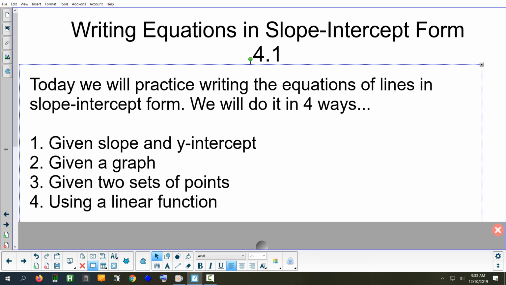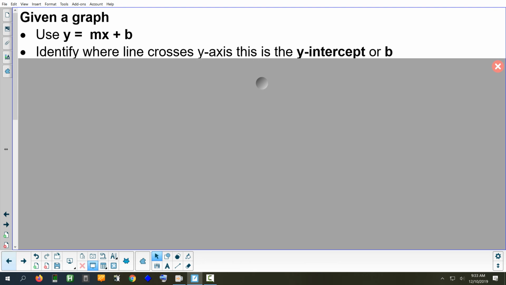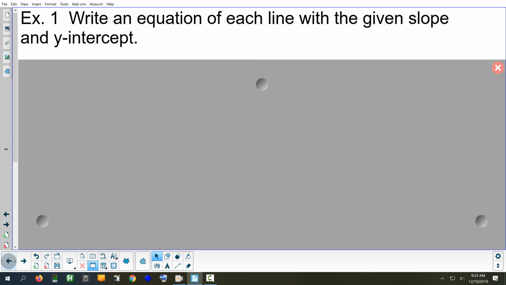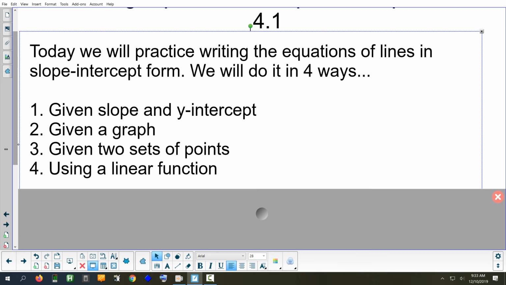Or another example is I could give you a picture. I could say, here's a picture, like this. Tell me the equation of that one. It's a little bit different. Or what's something else I could do? I could give you 2 coordinates. Here's a coordinate, here's another coordinate. Tell me the equation of the line. So we'll practice the different ways I can give you information, and you tell me the equation that I'm looking for.